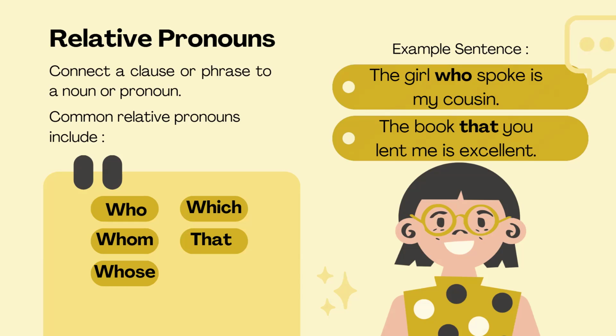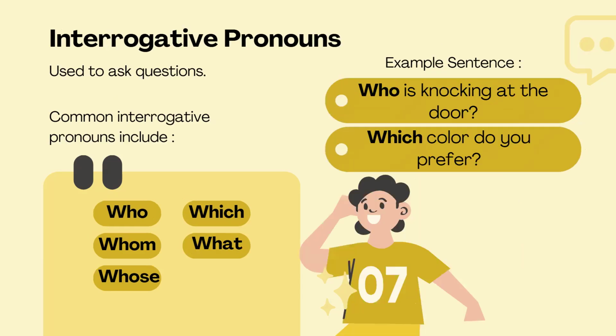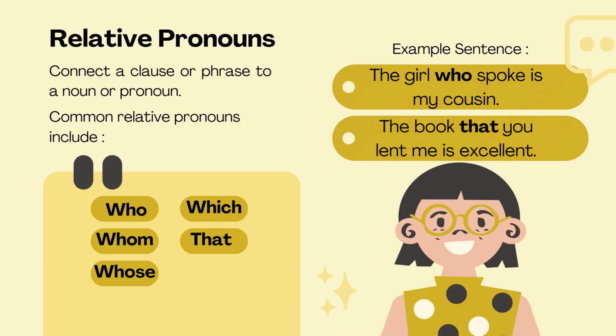I know you might be confused between the interrogative pronouns and relative pronouns, right? Because they both look similar. But remember one thing, interrogative pronouns ask a direct question. For example, who is knocking at the door? Which color do you prefer? Whereas relative pronouns link a descriptive clause to a noun. No question mark is there.